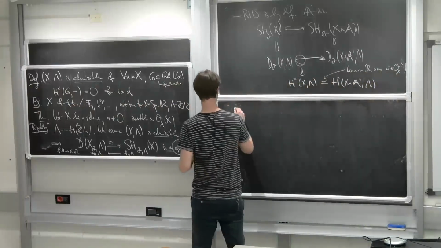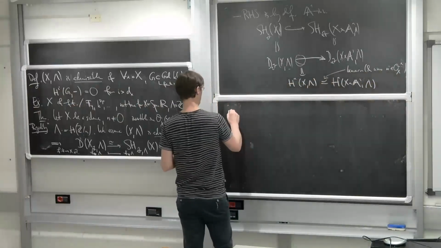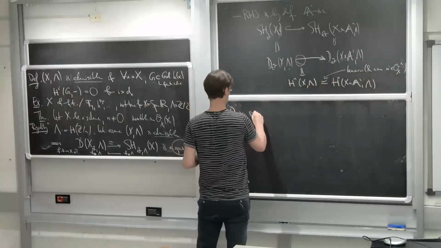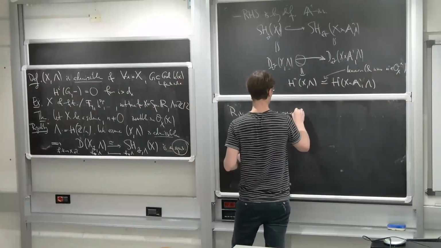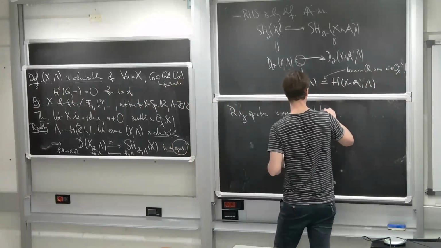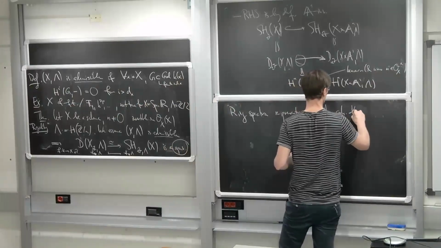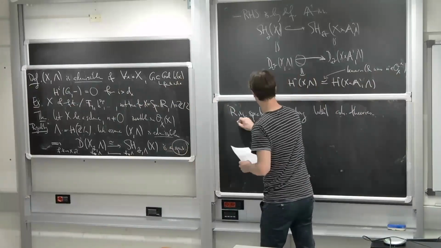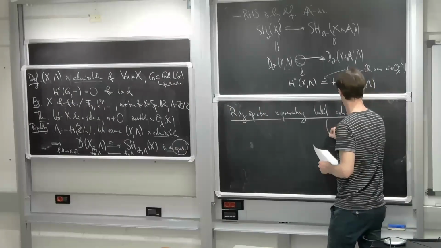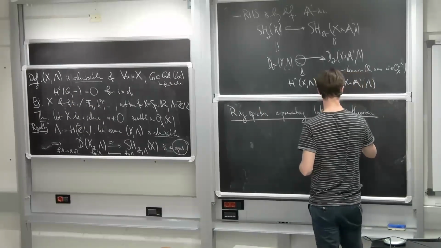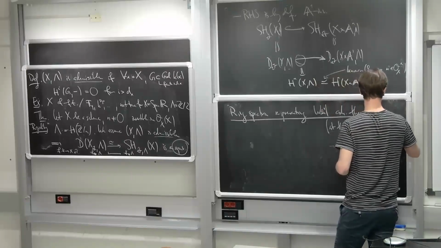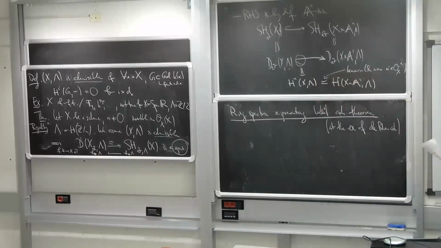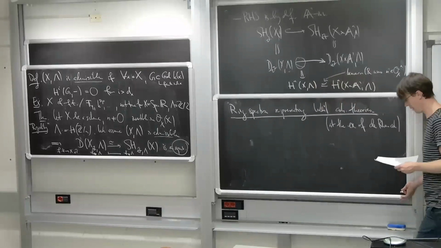So now I want to talk about ring spectra representing weak homology theories. I will do this example of étale homology, just because étale homology is maybe the most down-to-earth homology in some sense to handle. So what is the paradigm here?